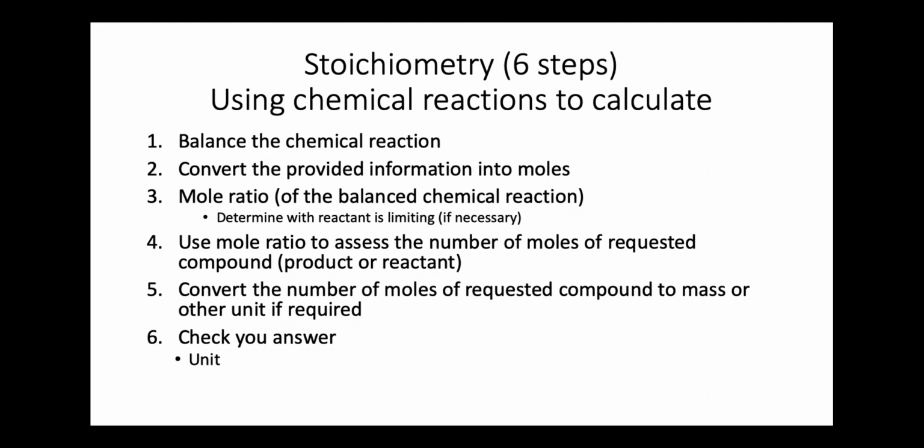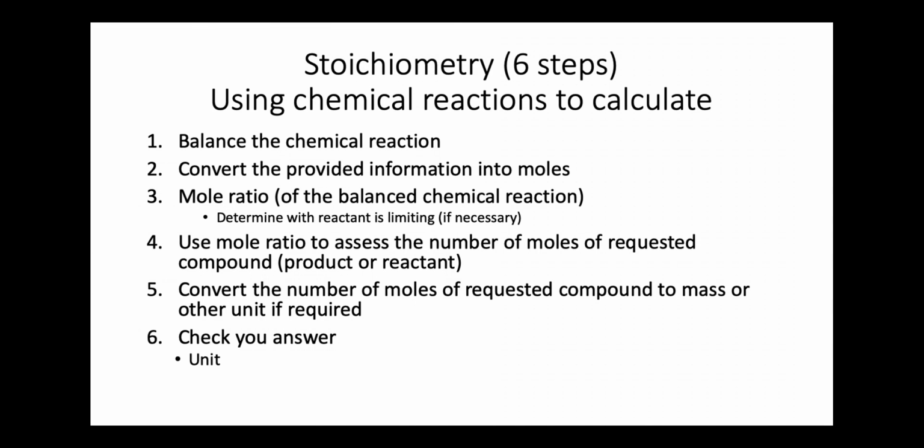So calculating on a balanced chemical reaction. First step, balancing the chemical reaction. The second step, converting information I provide into moles. Third step is the mole ratio of my balanced chemical reaction. And based on the mole ratio, we can determine if we have a limiting reactant, yes or no. Step 4 is you use the mole ratio to assess the number of moles of my requested compound. It can be both the product or the reactant.